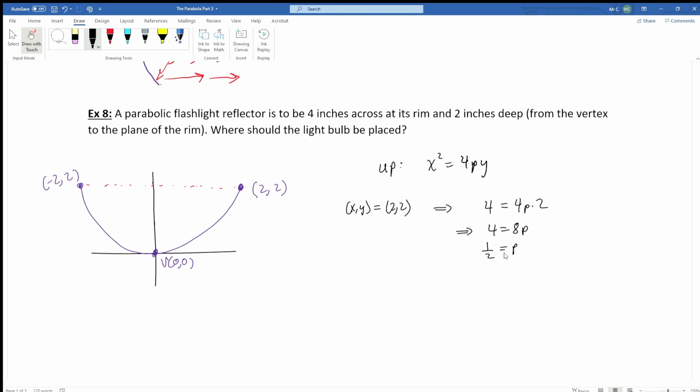So that tells us that the focus is going to be 1/2 of an inch above the vertex, which is (0, 1/2). We could describe that in a couple different ways. We can either describe the point in terms of the graph we have, or we can say it's 1/2 of an inch above the vertex. All right, well, that's it for that example.